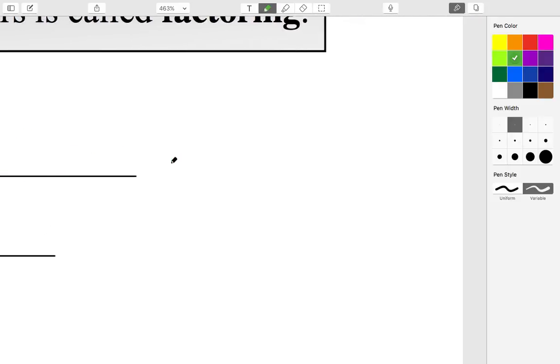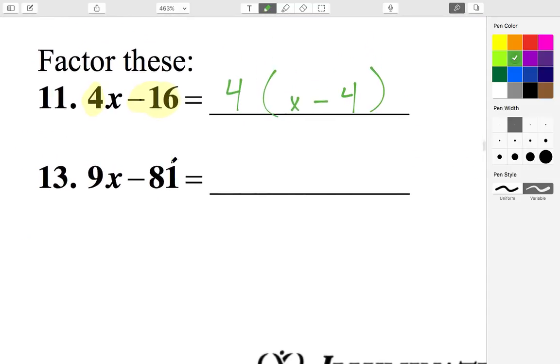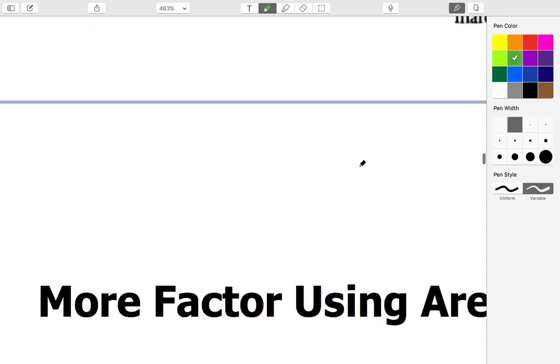Okay, 13 right here, 9x minus 81. So let's highlight what's important: 9, negative 81. Okay, so we're going to look at what's in common. That would be a 9. 9 times what gives you 9x? X. 9 times what gives you negative 81? Negative 9. So you have 9 times x minus 9 is your answer. Okay, let's go to the next one.